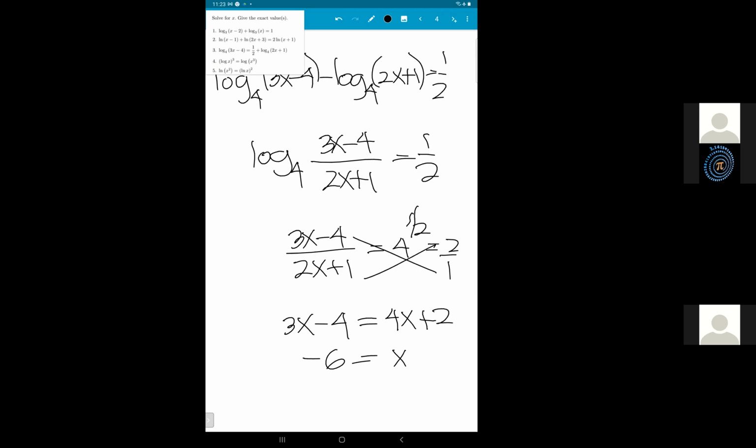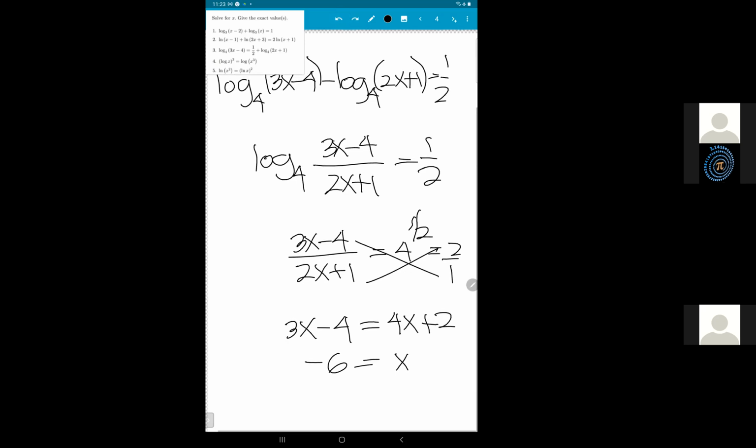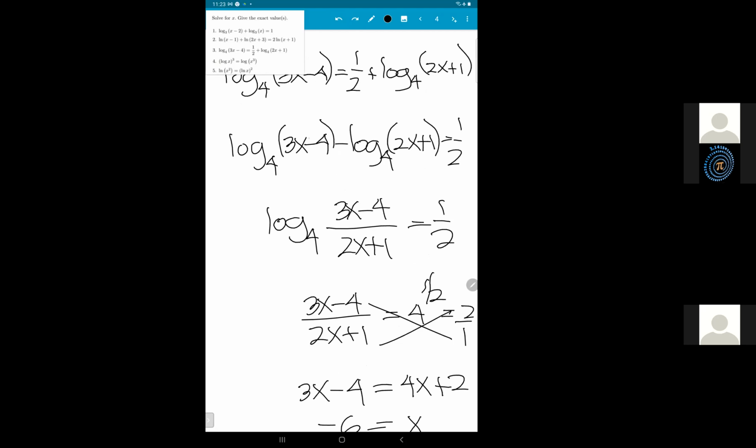It's not the final answer since it's really an extraneous solution. Once you plug into the original equation, the very question given, it will not be defined if we plug in -6. So for example, if you plug in -6 there, it will become log base 4 of 3 times -6, which is -22. And the logarithm of -22 is not a real number, it's undefined in the set of real numbers.